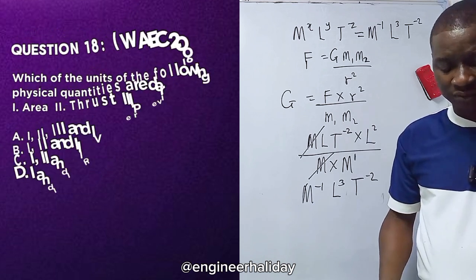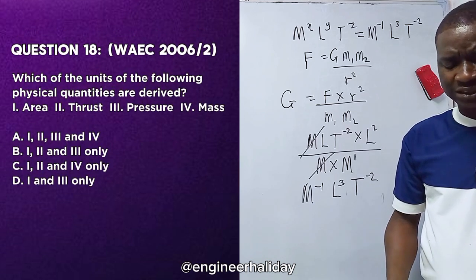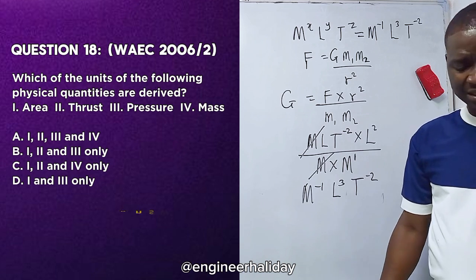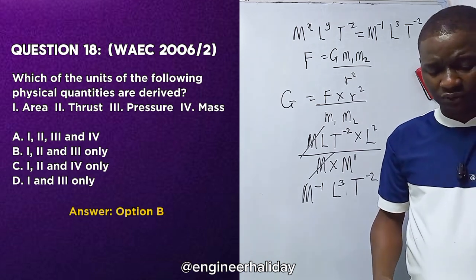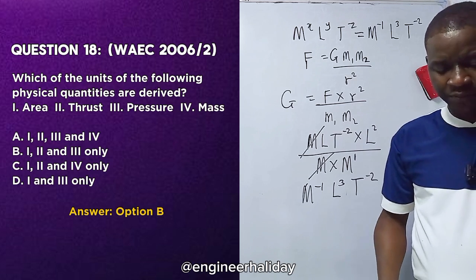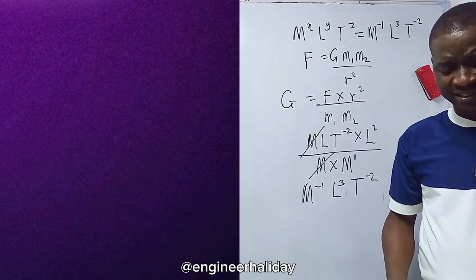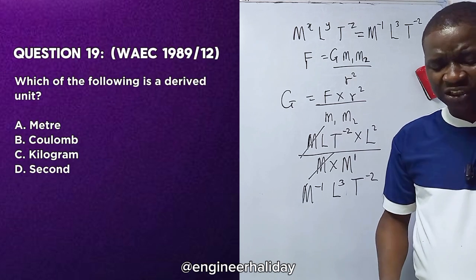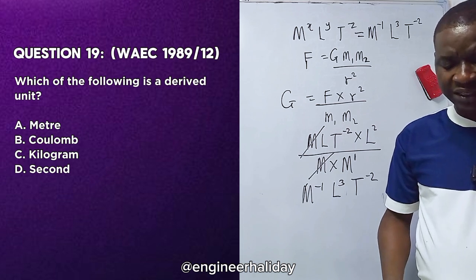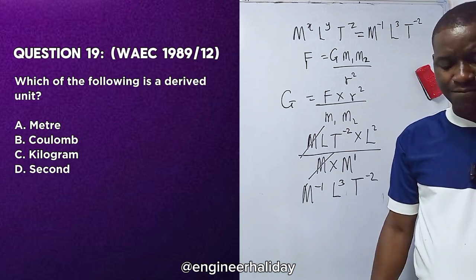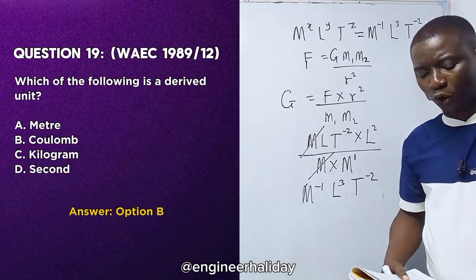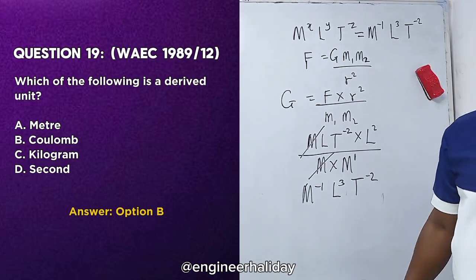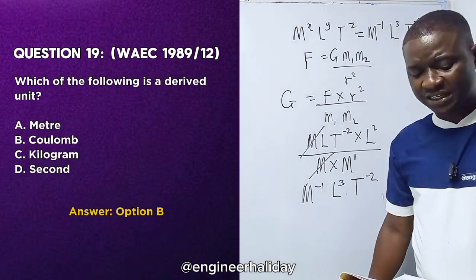Number 18 says, which of the following physical quantities are derived? We have answered that question before. I think that question was repeated, so the answer is still the same. Now, number 19 says, which of the following is a derived unit? A, meter. B, coulombs. C, kilogram. D, seconds. The answer to that question is coulomb. Coulomb is the unit of charge. Let's go to the next one.